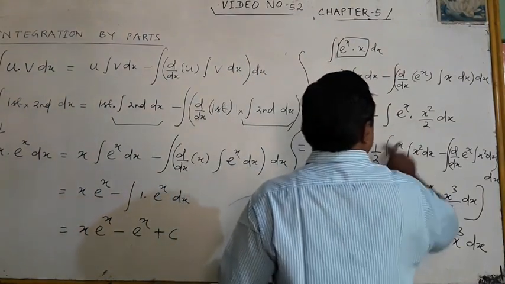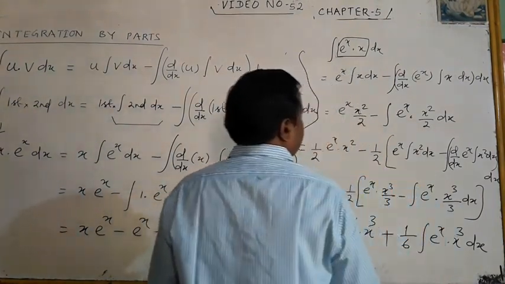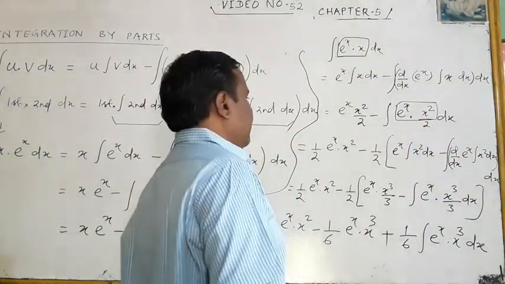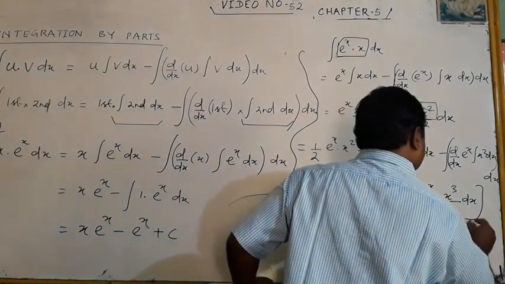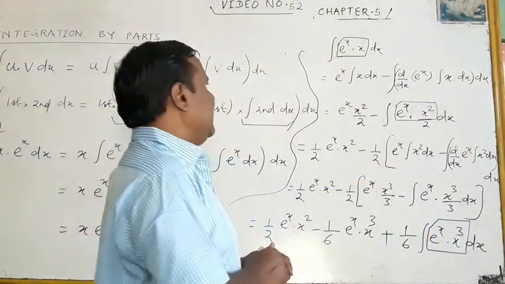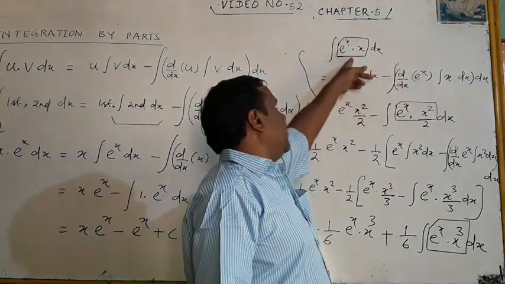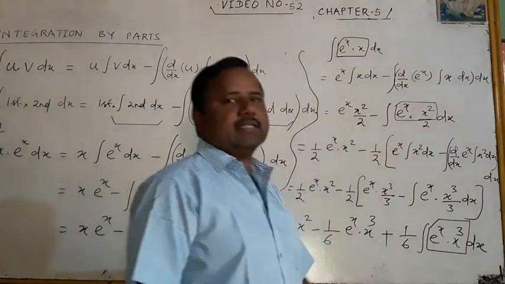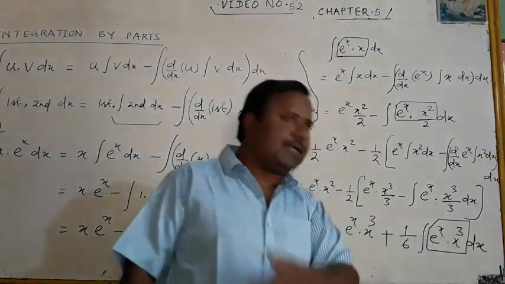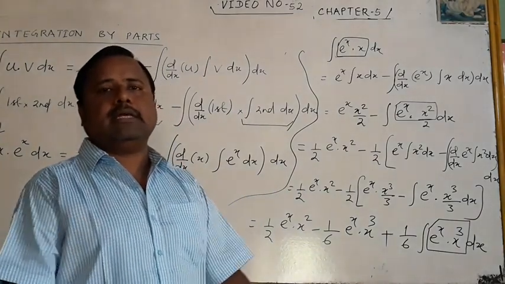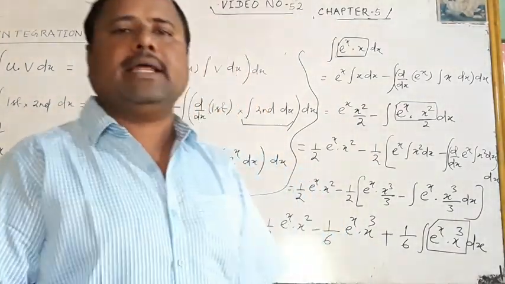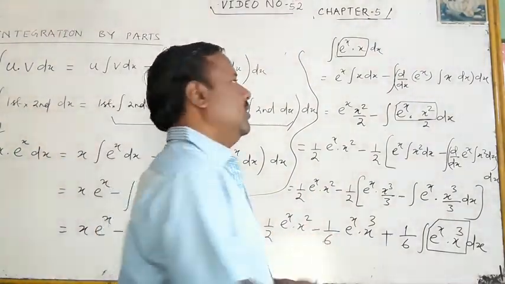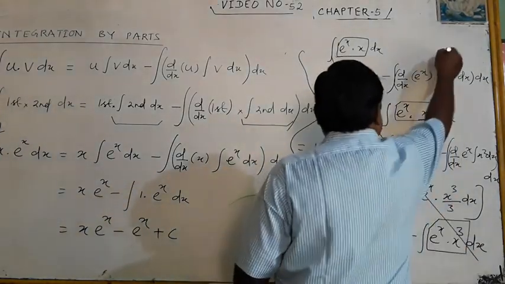When 1 by 2 goes outside, it becomes e to the power x square. Now it becomes e to the power x into x. So it keeps increasing: e to the power x, e to the power x into x, then e to the power x into x square, then e to the power x into x cube. If I expand it again and again, it will go on increasing, e to the power x into x4, e to the power x into x5, like this. So this is not the method. This is absolutely wrong.